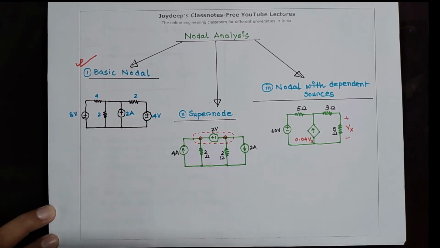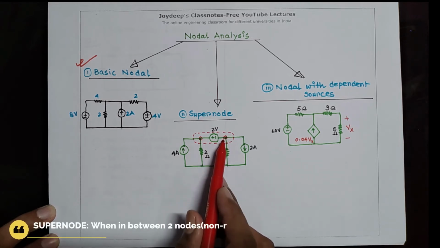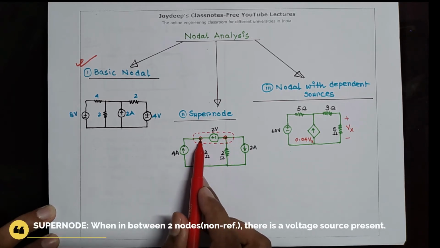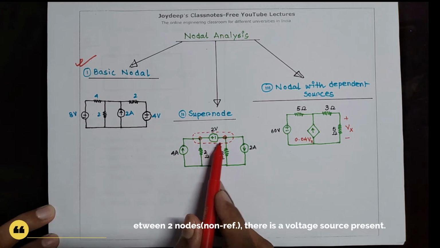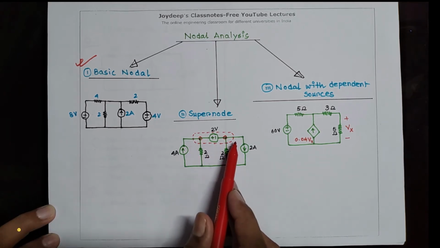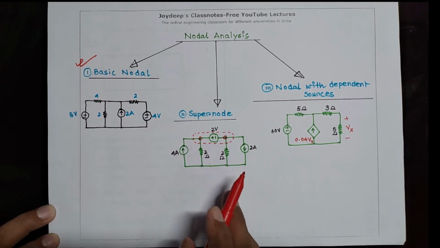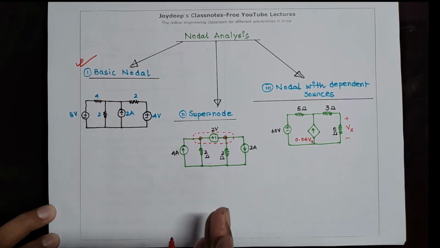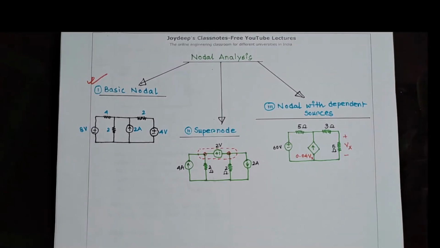But what's a supernode? A supernode means when in between two non-reference nodes there is a dependent or independent voltage source present. If a supernode is present in a circuit, then we can't solve it by only the basic nodal method. And the third one is nodal with dependent sources.